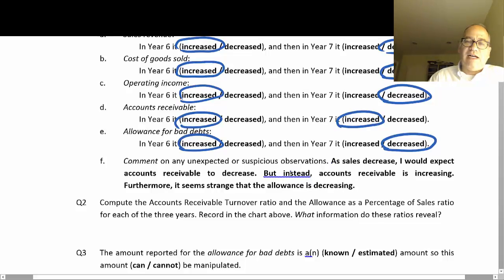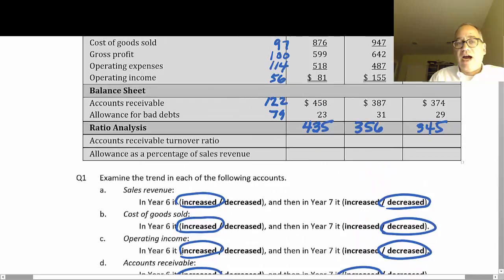Because even though accounts receivable is increasing, as it is here, I would expect the allowance to increase. The more people owe you, the more money you're not going to collect. But here you can see a 22% increase in accounts receivable, but a 21% decrease in the allowance for bad debts. And that seems very strange.